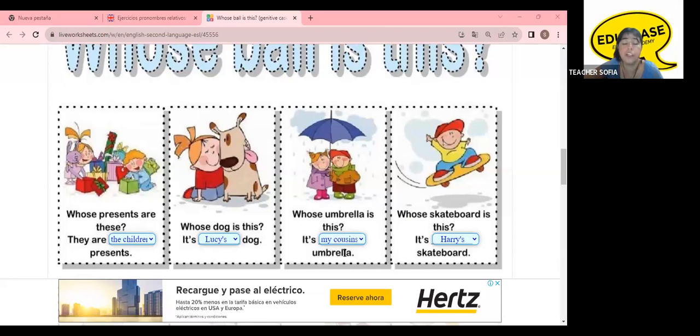Yeah, just let me finish the idea, please. Give me a second. The umbrella of my cousins, okay? La sombrilla de mis primos. So you see, from back to front. And the last one is Harry's skateboard. Okay, la patineta de Harry. From back to front, all of them, right?